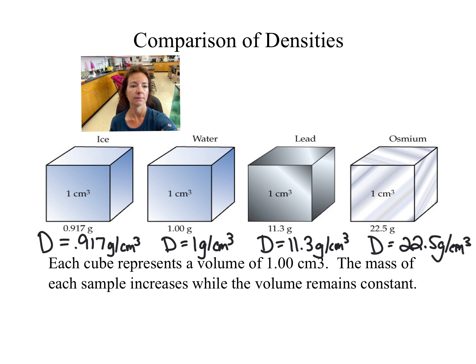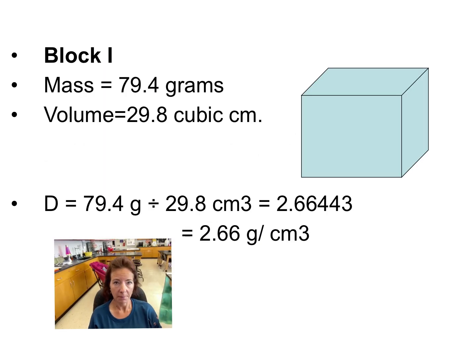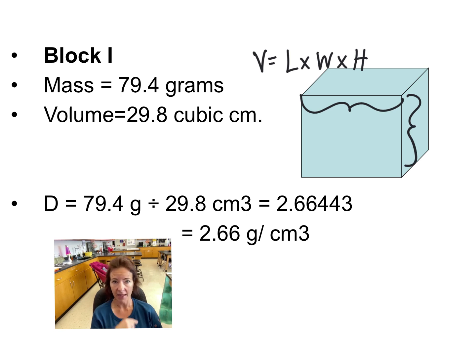and the osmium's density would be 22.5 grams per centimeter cubed. When we have something that is a block, we can simply take that block and put it on a balance in order to find its mass. So this block has a mass of 79.4 grams. Then I can go ahead and find the volume by taking the length times the width times the height. So I would use a ruler and find length and width and height of this cube, multiply them by each other in order to get a volume of 29.8 centimeters cubed. So to find density, density is simply the mass divided by the volume. So I would do 79.4 grams divided by 29.8, and I get 2.66 grams per centimeter cubed.